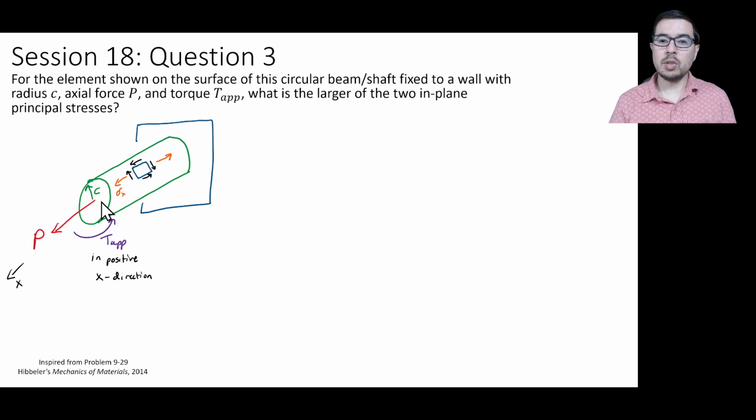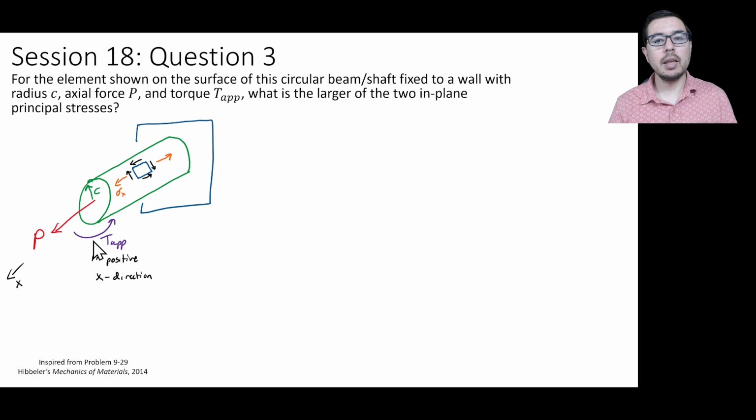We see that there's this force P acting on the end of the beam, kind of like a bar, and that will probably contribute to a sigma x. It will contribute to a sigma x in this direction if x is this direction. And then we also see that there is some shear stress that's going to be induced by T_ap. And we've talked about this before.